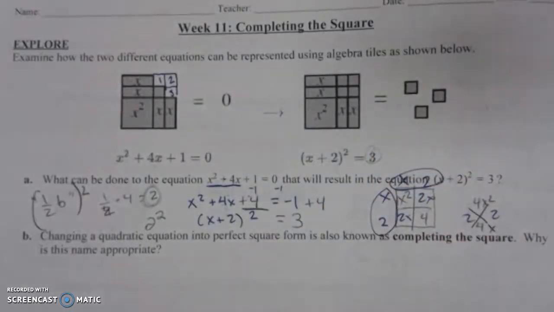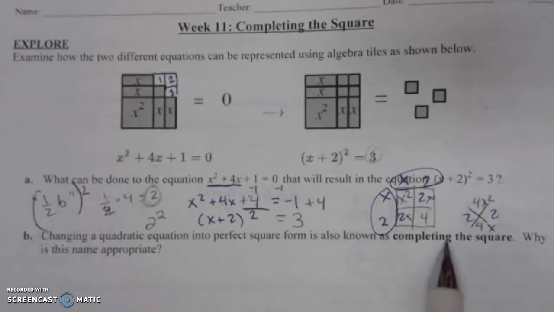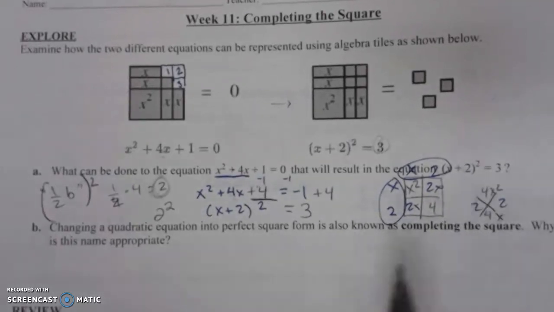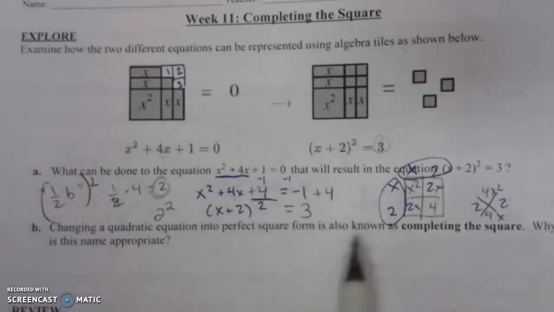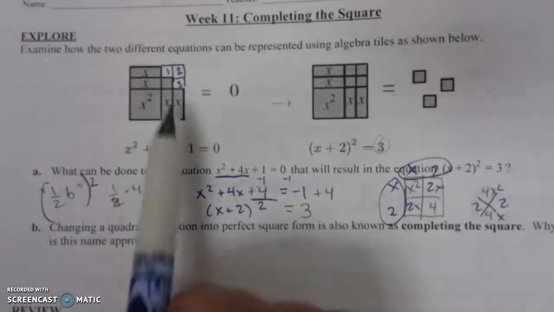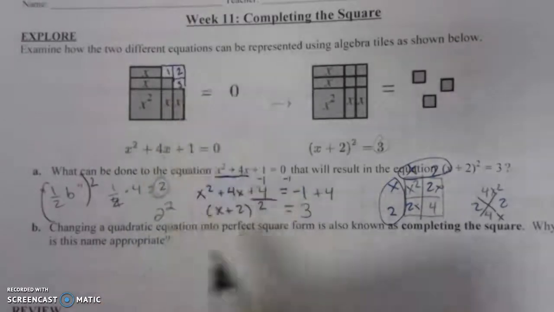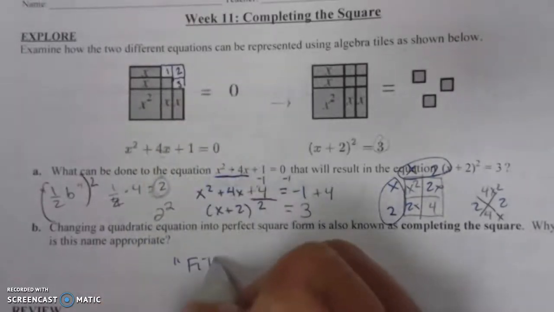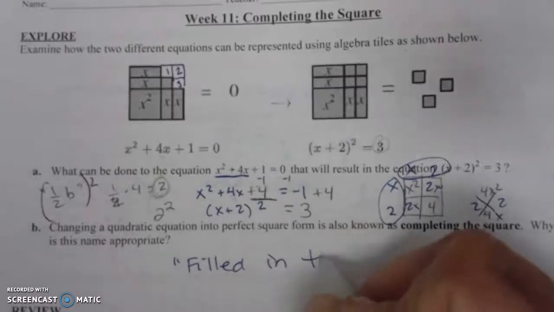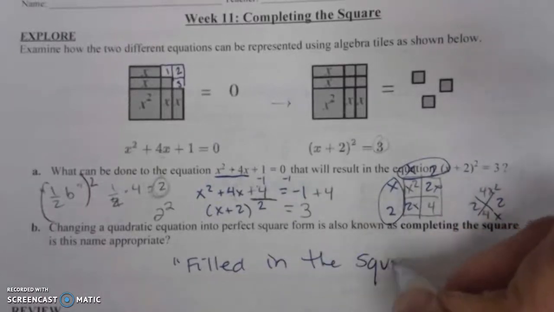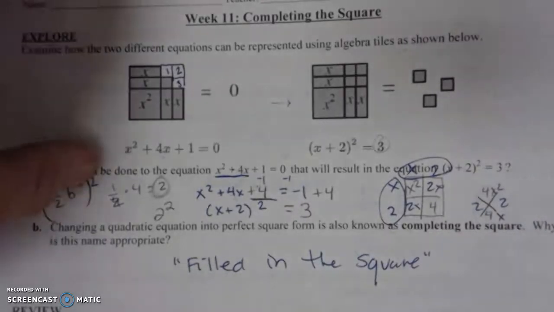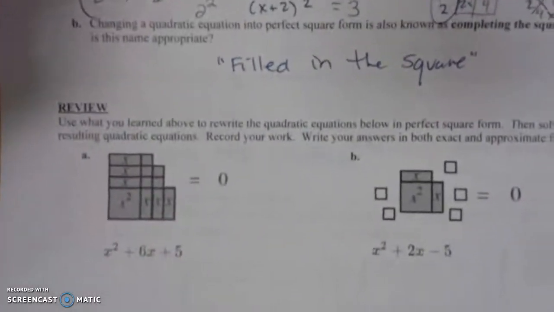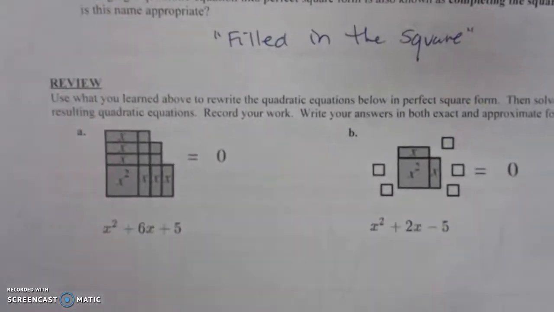Okay, changing the quadratic equation into a perfect square is known as completing the square. So what we did right here is we completed the square, and the reason it's appropriate is because, see the shading in, like we filled in the square, when we're talking about algebra tiles. We're definitely going to need to know how to do this without algebra tiles, and it's not a problem. It's actually a lot of fun.